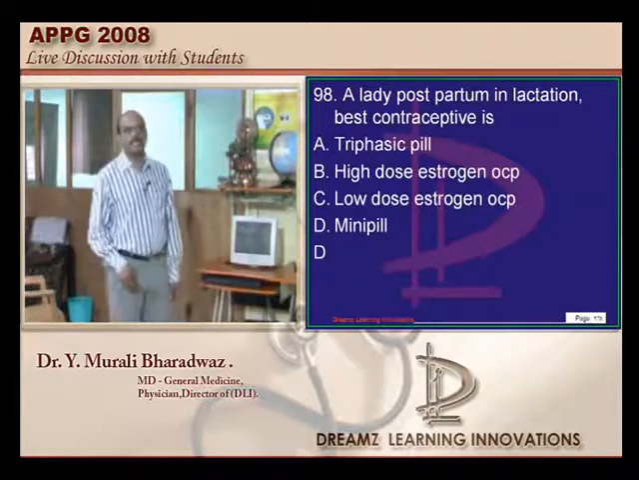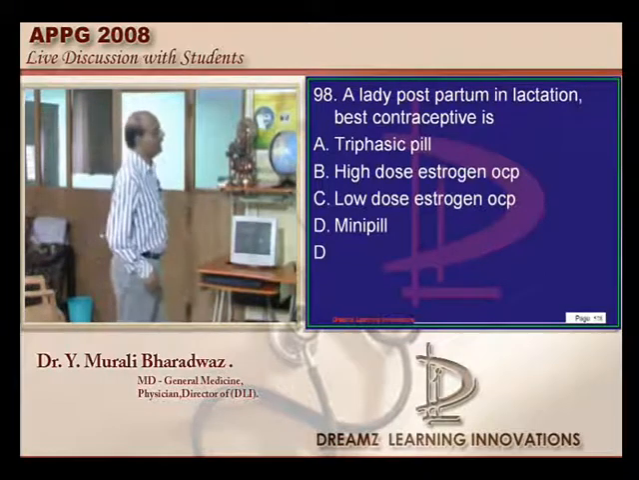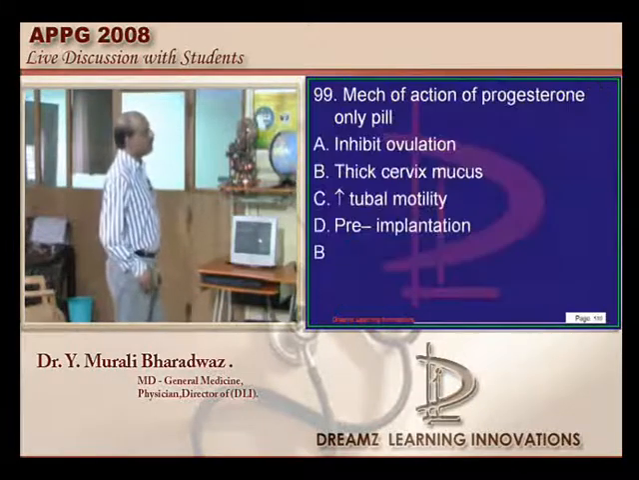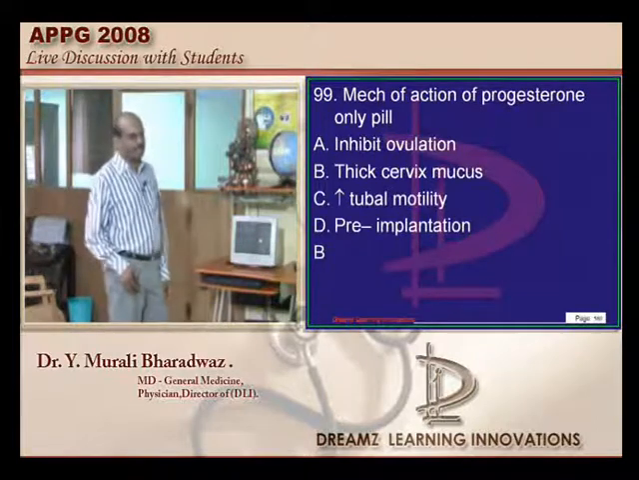Minipill is the one which has only progesterone, which can help and does not interfere with the breastfeeding. Now what is the mechanism of action of progesterone only pill? It will increase the cervical mucus thickness, as all of you know.